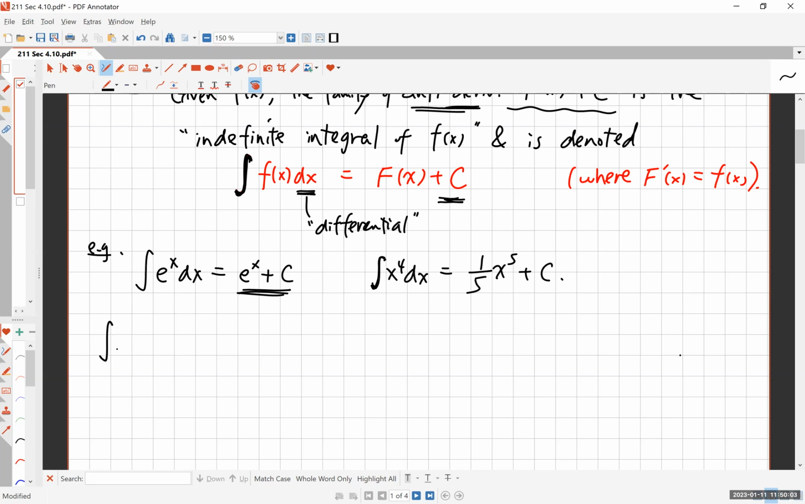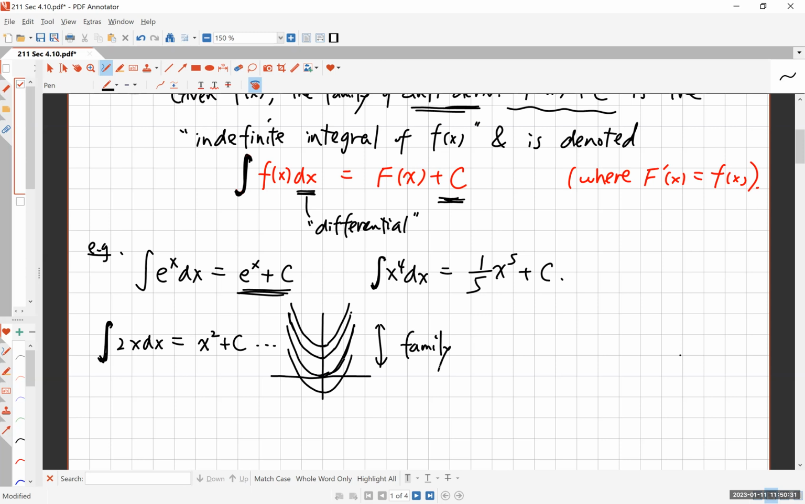All right, so when you do, for instance, the integral of 2x dx, this is the antiderivative or antiderivatives of 2x, and that turns out to be x squared plus c. And notice here, that is the family of functions, family of parabolas, in fact, right? This is x squared, and then you have x squared plus 1, x squared plus 2, x squared minus 1. And so every indefinite integral is going to have the plus c at the end. It's a family of functions differing by a constant.